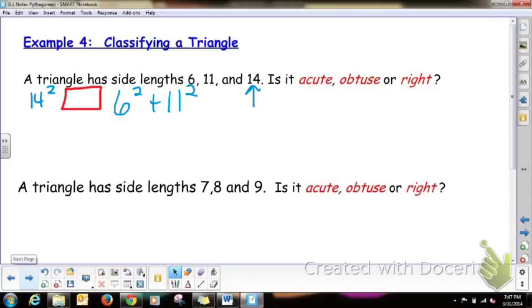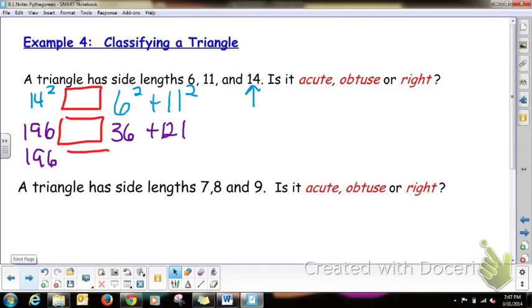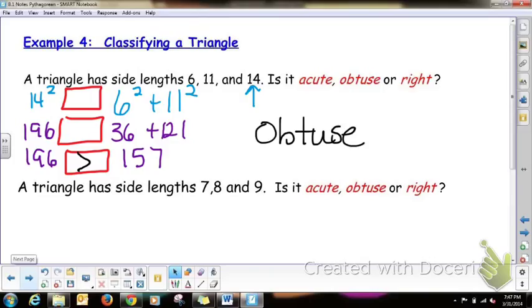So let's simplify these numbers to determine what we're going to get. So 14 squared, well, that's 196. 6 squared is 36, plus 121. So I want to add those together. 196 is what to 36 plus 121? That's going to give me 157. What symbol would go in there? 196 compares to 157 because it is greater. If it's greater than, this is obtuse. If the longest side squared is greater than the other two sides squared added together, then it's obtuse. Let's try the next one.